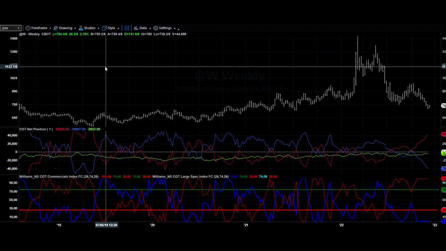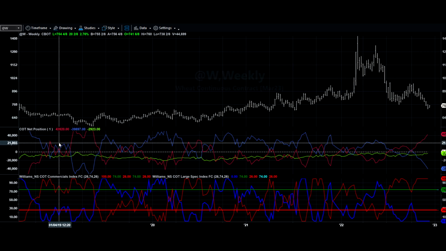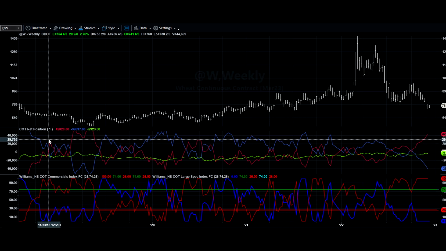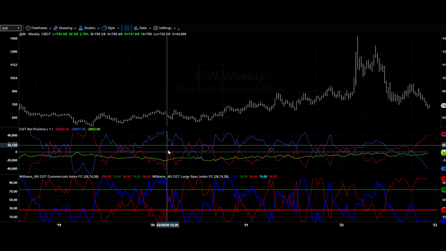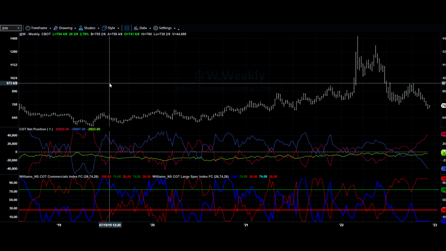Okay, let's start with the weekly chart of wheat. And as we showed you in part 1, I have the COT net position index at the top, and we discussed how we want to find extreme readings. Wheat's a little bit easier to notice just by looking at it because you have these large fluctuations. But the tool that I like to use to help me identify recent extreme readings is the Williams COT Commercials Index and the Large Fund Speculator Index.